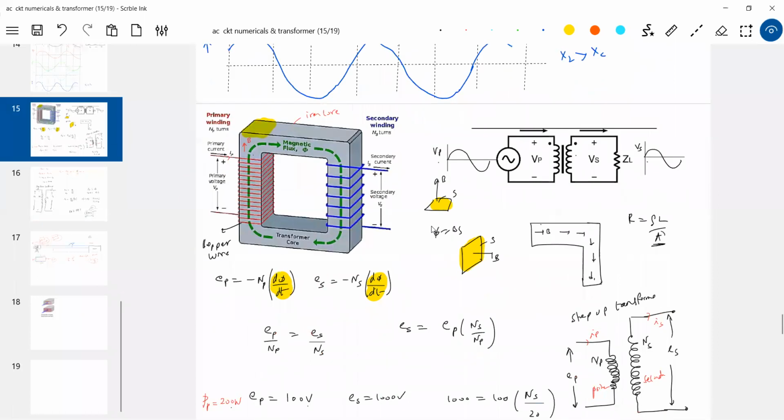In the transformer itself, this wire is there, the copper wire. When a current flows through that primary copper wire and secondary copper wire, heat will be generated, and the copper will have resistance. So what type of wire should I use for winding purposes? Thick wire. With more area of cross section, resistance will be less. So I can minimize I square R losses in the copper wire.